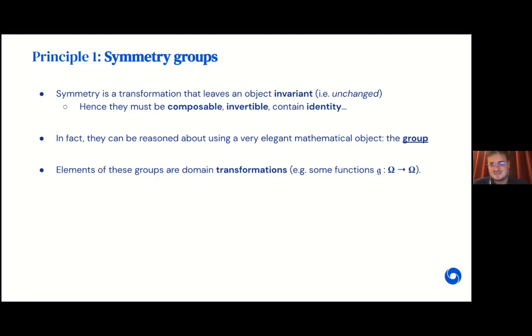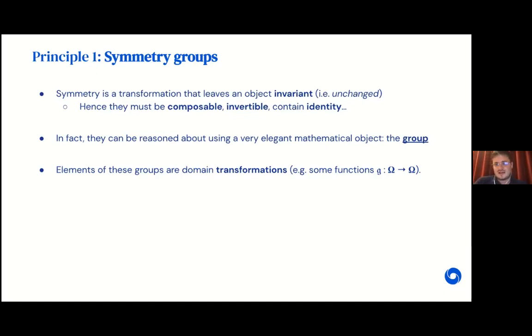Now, the very fact of me saying that it leaves the object unchanged implies a ton of properties that these functions must have. In particular, if I have two different functions that I consider symmetries, I should be able to apply one, then apply the other, and still get a symmetry, because neither of them has changed the underlying object. So symmetries by design must be composable. Then they also must be invertible, because if I cannot invert a symmetry, then I've lost some information about my object, and as a result, it hasn't left the object unchanged. And also, by definition, the identity transformation must itself be a symmetry, because an identity by default will not leave an object in a different state.